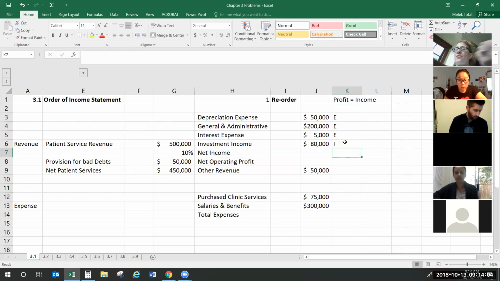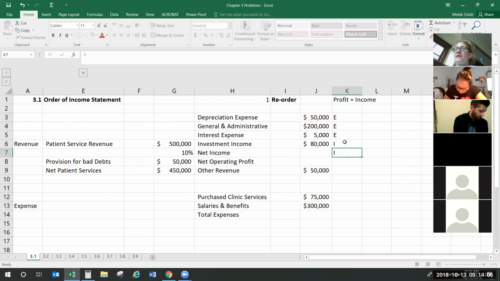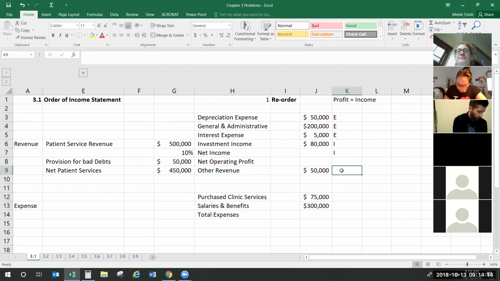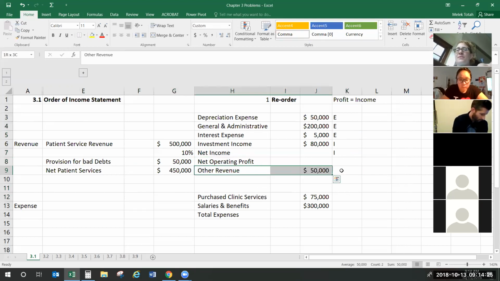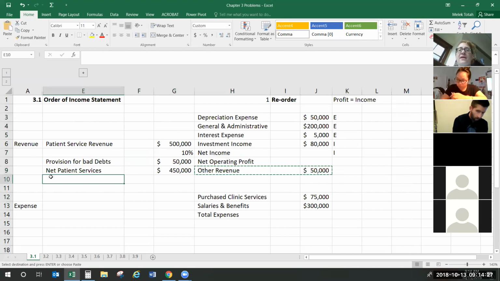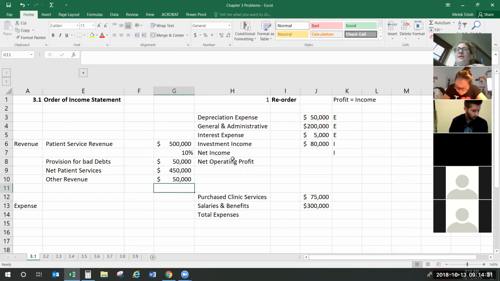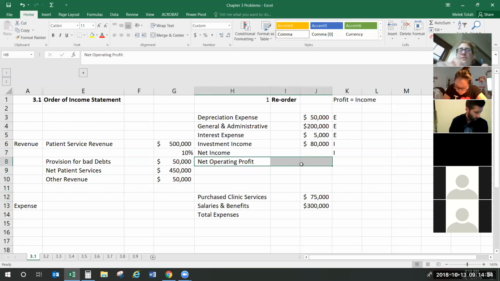Okay. And then net income, of course, is at the very end. That's the net income at the bottom. That's what you're always going for at the end, right? Okay. And here's other revenue. What would that be? Revenue. Yep. Revenue. Okay, so since we're doing revenue, let's go ahead and put that over here now. Revenue.